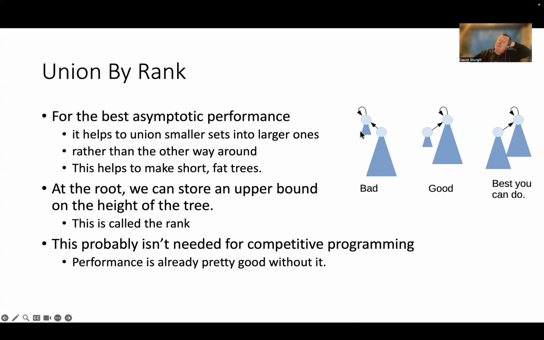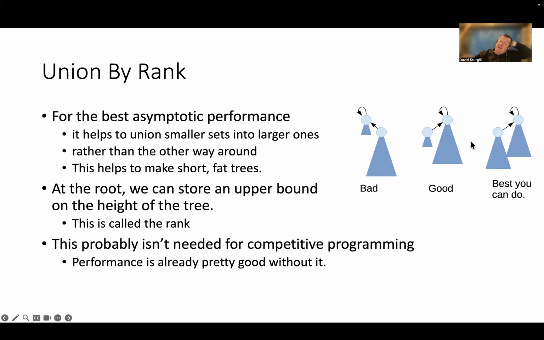So here I'm showing if you had a short tree and a tall tree that you were going to merge together. Well, this is a bad way to do it, because if you make the shorter tree the parent and the taller tree the child, then all the paths in this child get a little bit longer. Whereas if you do it this way, if you put the shorter tree as a child of the parent, then the overall height of the tree doesn't get any worse. So it's always a good idea to merge shorter trees under taller ones.